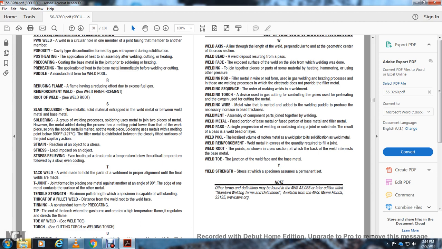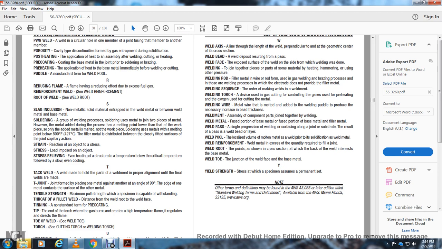Welding torch: a device used for the cutting and control of the gases, used for preheating with the oxygen, and for cutting the metal. Welding wire: metal wire melted with the welded metal to produce the necessary increase for the end piece thickness. Weldment: an assembly of components with the parts joined together by welding.